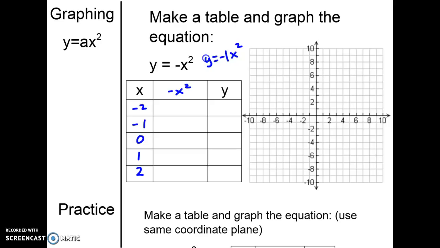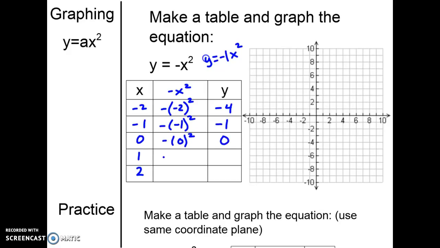So we're going to plug these in. There are going to be a lot of negatives here. We have the negative for the x squared, but also the negative for the -2 that we're plugging in. So -2 squared is a positive 4, but then that negative out front makes it a -4. Same thing for -1: -1 squared is 1, but the negative out front makes it -1. Plugging in 0 is easier, because 0 squared is 0, and you don't really have a positive or negative 0. That ends up being 0.